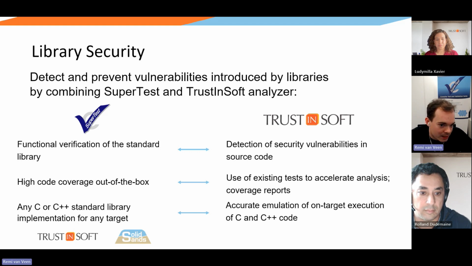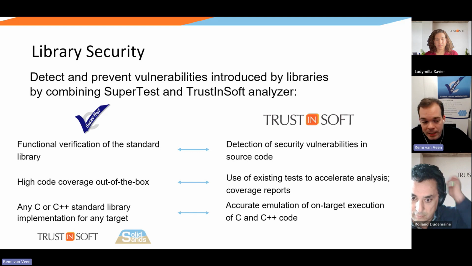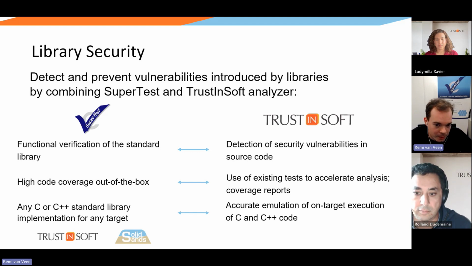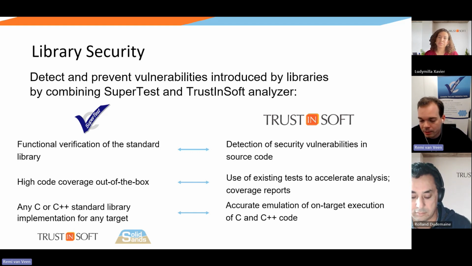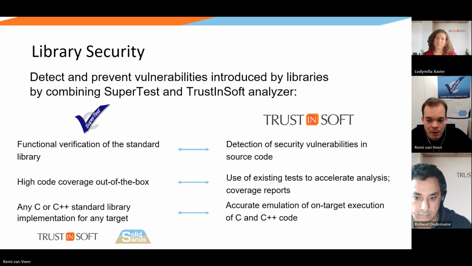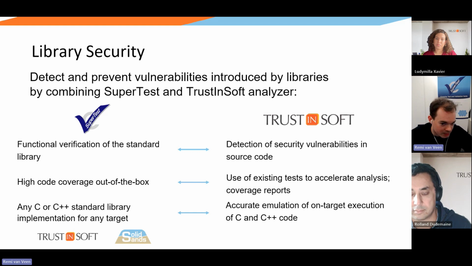Next, the test cases in SuperTest have high code coverage of the library out of the box. And on the other hand, TrustInSoft Analyzer utilizes that high code coverage because the analysis that it does is accelerated by using existing test cases. So using the existing test cases from SuperTest, you will more efficiently and quickly exercise and analyze the library code. The other way around, TrustInSoft Analyzer also reports the achieved code coverage, like Roland just talked about, which also means you can analyze the coverage of the library code. And this can then be used as evidence of the completeness of the test cases in SuperTest. So again, here they really go hand in hand and they complement each other.